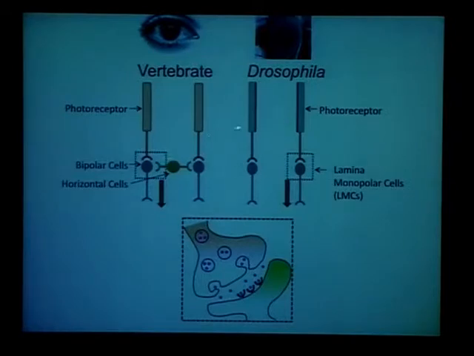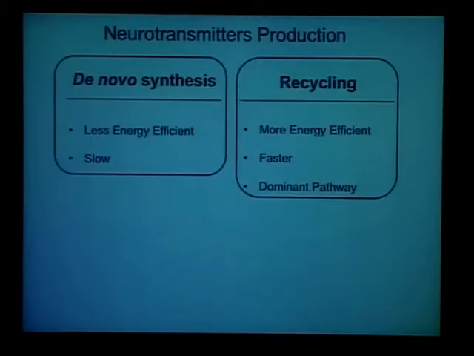The first sensory cells in the visual system are called photoreceptors. These are light-sensitive cells which continuously send signals to the downstream neurons. In both Drosophila and vertebrates, these photoreceptor cells are highly active, and they require a large amount of neurotransmitter for continuous signaling. In mammals, including humans, this is glutamate, while in Drosophila, it is histamine.